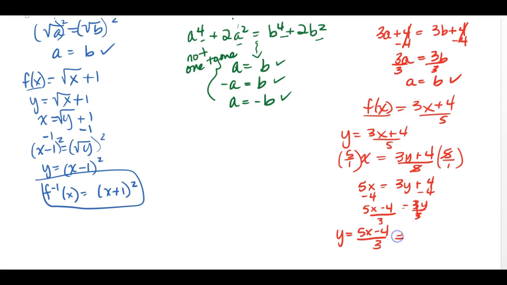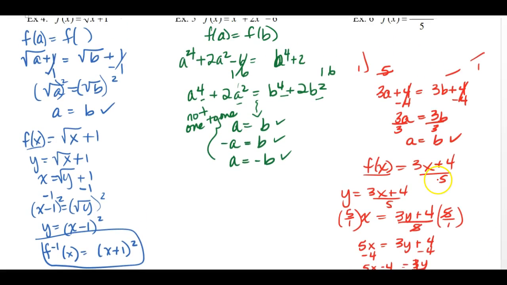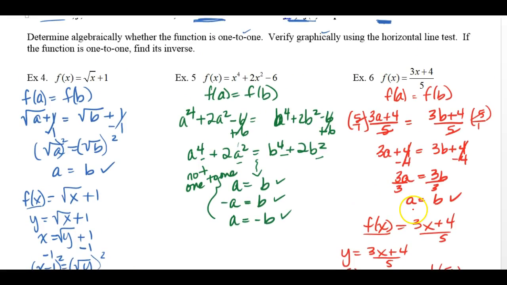But we need to put it in inverse notation. So we say f inverse of x equals (5x minus 4) over 3. All right, that's how you do it. That's how you prove one-to-one algebraically. Don't let it intimidate you. We'll work on this in class if you got questions.